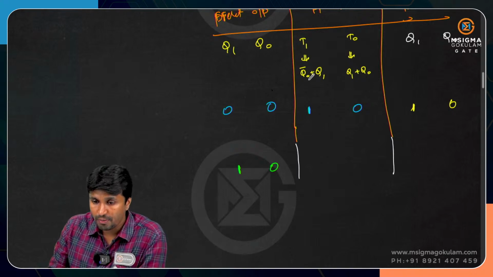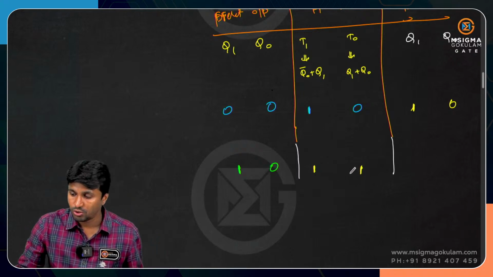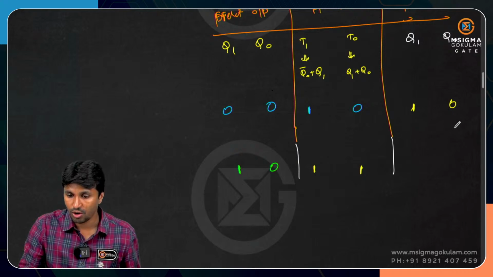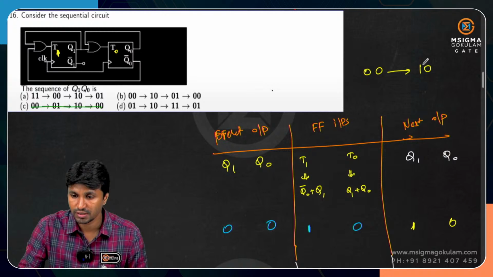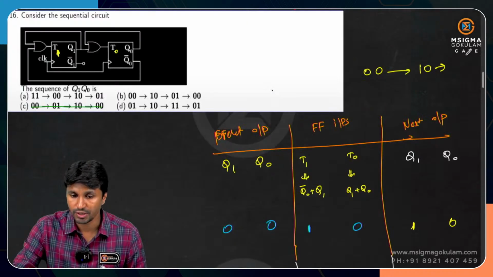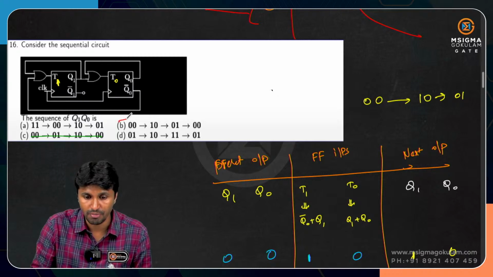Q0 complement is 1, so this is 1, because Q0 is 0, Q0 complement will be 1. And what about this one? This will also be equal to 1. So both the inputs to the flip-flops are 1, so the outputs will toggle. So this is 0 1, right? So the next sequence will be 0 1. You can clearly see that this is what happens in option B.